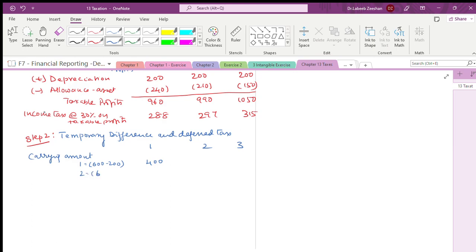The carrying amount is how much? 200. Third year, how much? 600. First year 200, second year 200, third year 200. The carrying amount will be how much? 0. Is it right? Next.